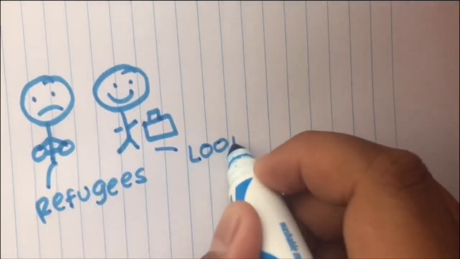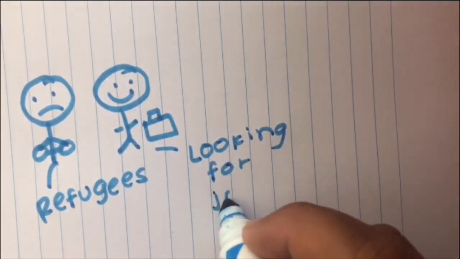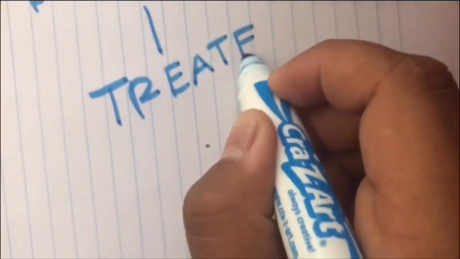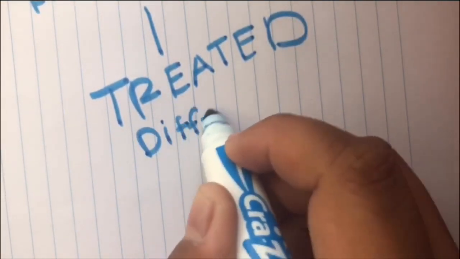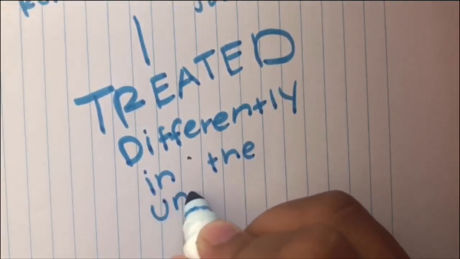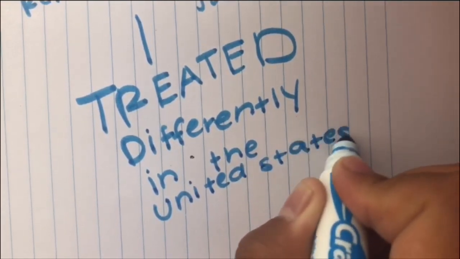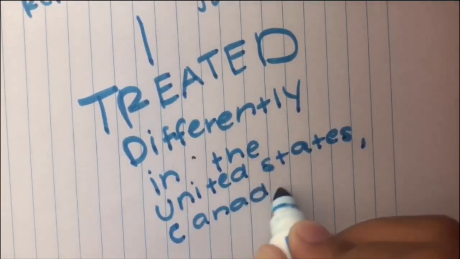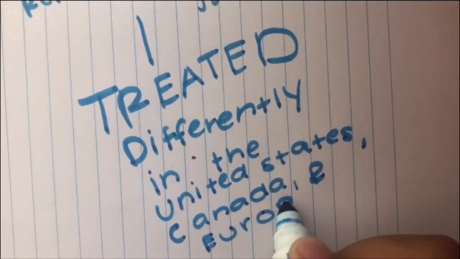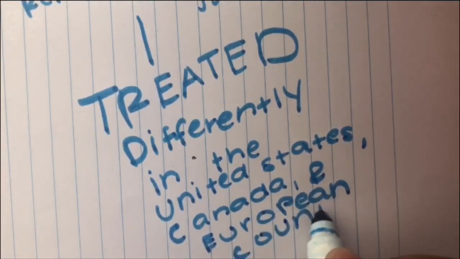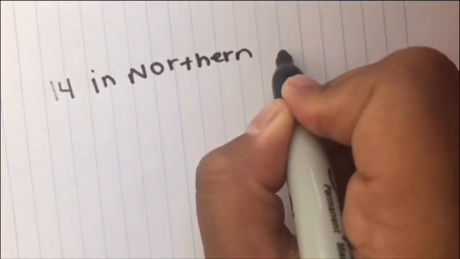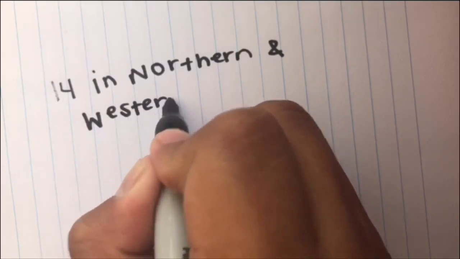There are two different groups that you could find migrating over to a new location. One of them is refugees, and the other is new employees. It is very important to tell the difference between the two groups because they are treated very differently. The two groups are treated differently in the United States, Canada, and European countries. There are 16 countries with the highest per capita income, and 14 are in Northern and Western Europe.